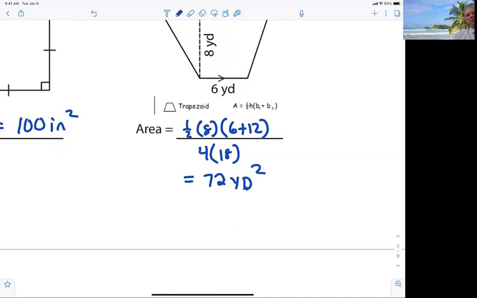Jolie, I think I know. So do 1/2 times 8, times, then open up parentheses and do 6 plus 12.